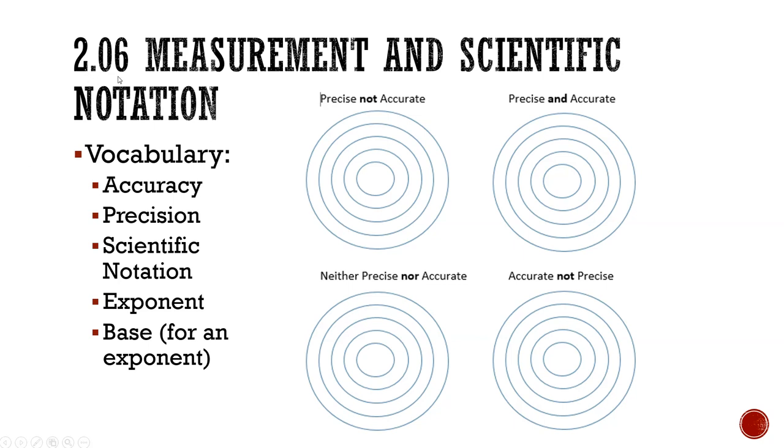2.06 is going to be measurement and scientific notation. So there's some great vocabulary here that I would like you to have in your interactive notebook. You can go ahead and put that on your side of the page if you'd like. This one here does not need to go on mine, but I would like the picture to go on my side of the page.